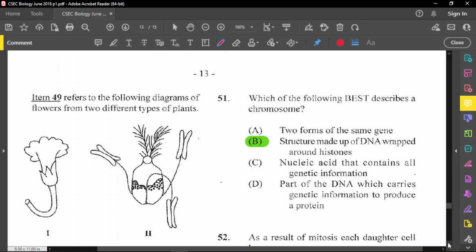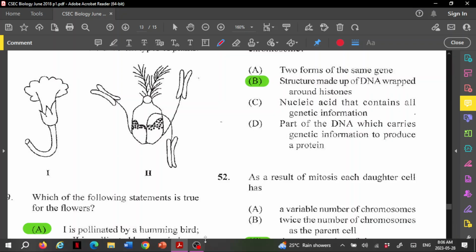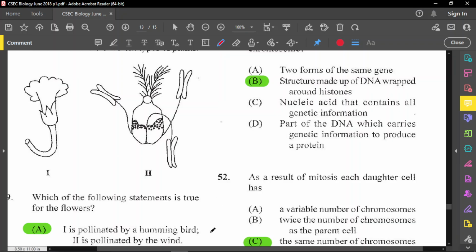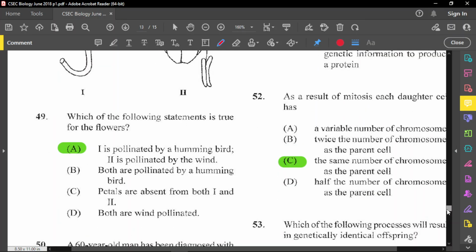All right, 49. It said 49 refers to the following diagrams of the flowers from two different types of plants, and just notice the shape of them. The anther is hanging out from this one. And in this one, the anther will be within the plant itself. It said, which of the following statements is true for the flowers? And let me slide over so we can see a little bit better. And the option here is A, because 1 is pollinated by hummingbirds, and 2 will be pollinated by wind, because of the fact that the anther is hanging out, then definitely it will be a wind pollinated flower.